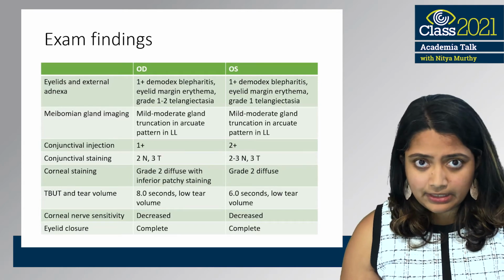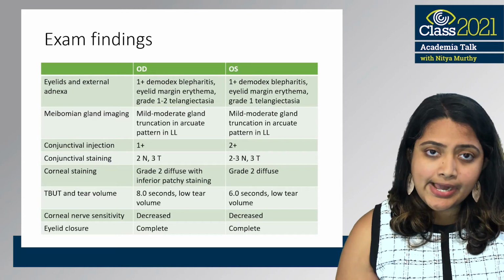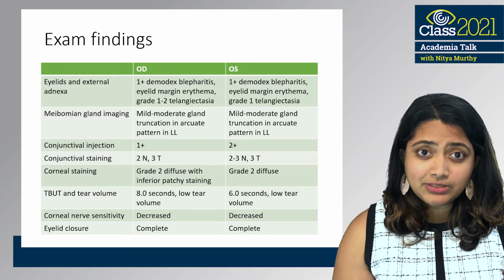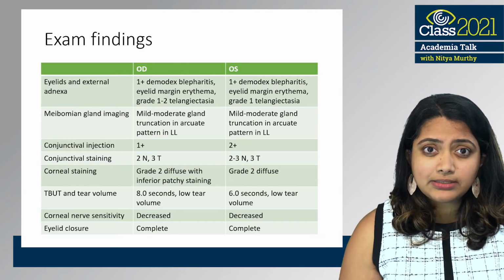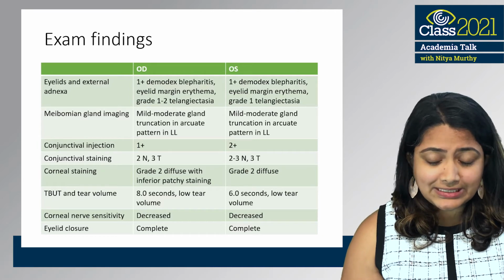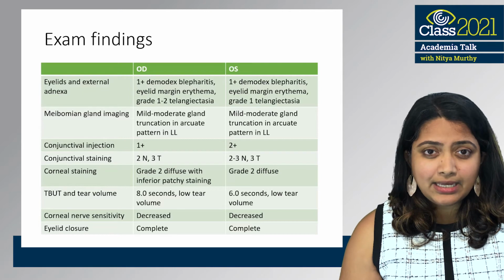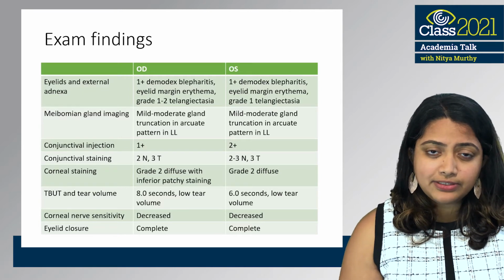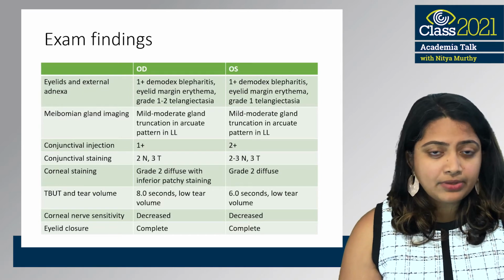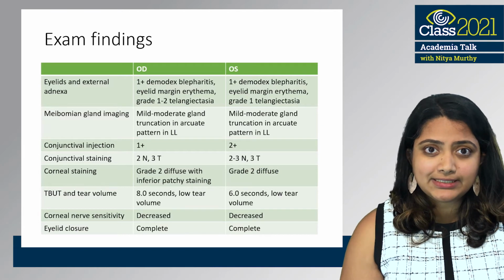So that was fine. But going back to our staining, that was really some severe conj staining. And it was not symmetric between the nasal and temporal regions. So that was a big indicator of mucin deficiency. That combined with that patchy inferior corneal staining was the clue that we had to treat this as well.